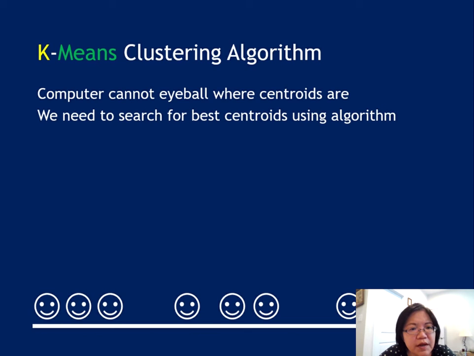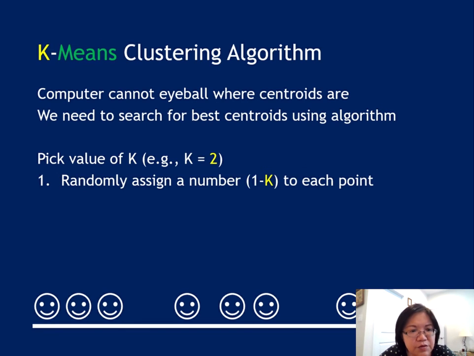Okay. The computer cannot eyeball where the centroids are, so we need to search for the best centroids using an algorithm. There's a series of steps that the algorithm follows. The algorithm will need the user to specify the value of k. So you have to say, I want 2 clusters, I want 3, and so on and so forth, right?